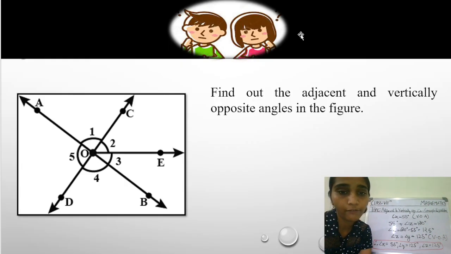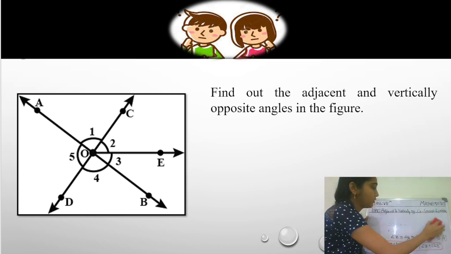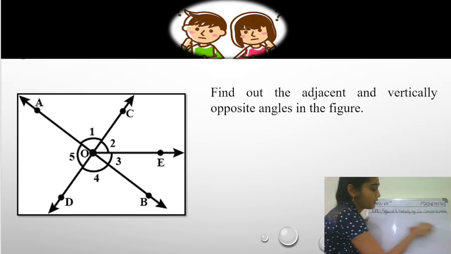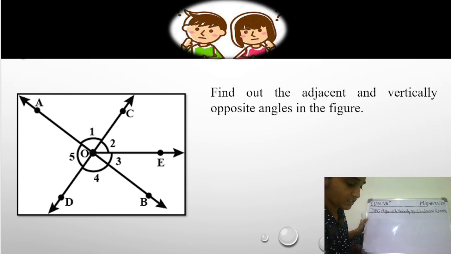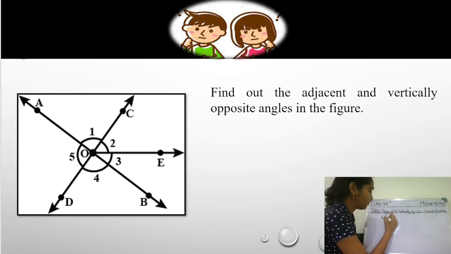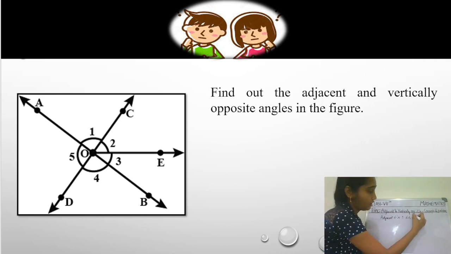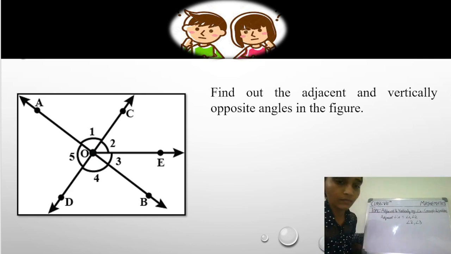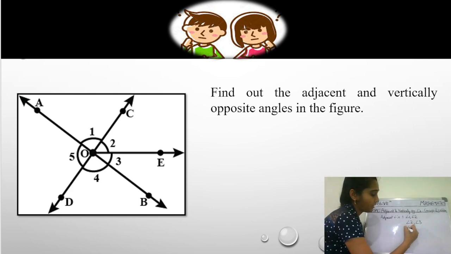Yes students, so now what you have to do, in this figure which is given to us, we need to find out the adjacent and the vertically opposite angles. Let us find out one or two, then it will be much more clear to you. So let us find first a few adjacent angles. They will be angle 1 and angle 2. Very good. Angle 2 and angle 3. Similarly angle 3 and 4, and so on.